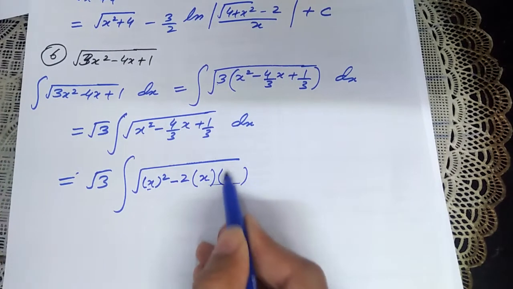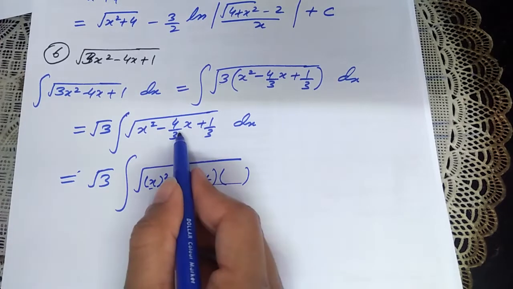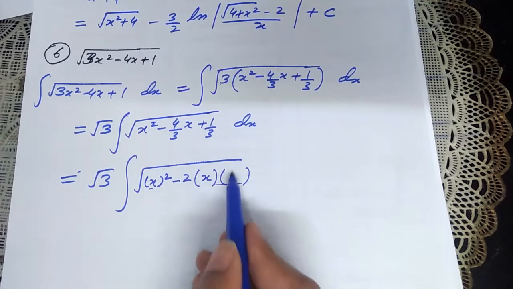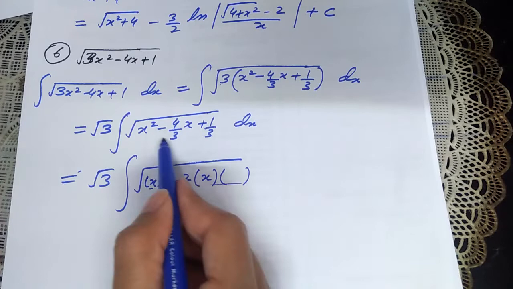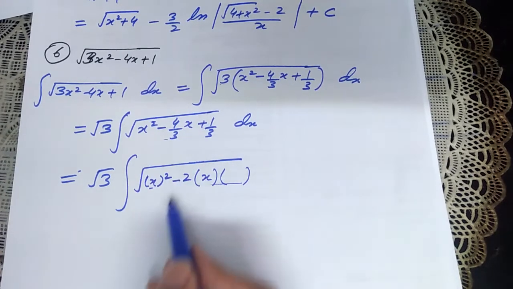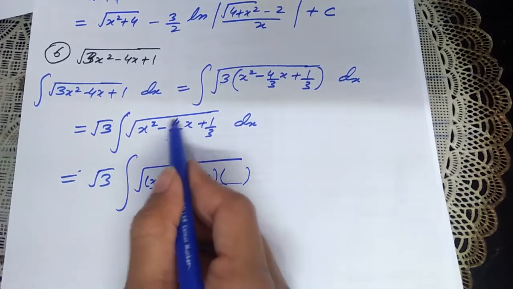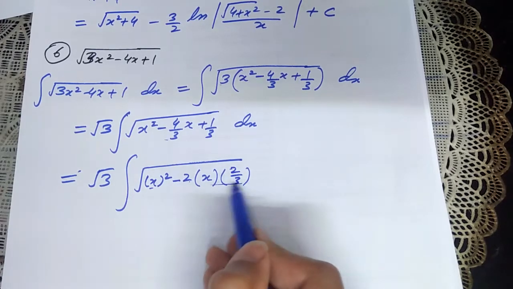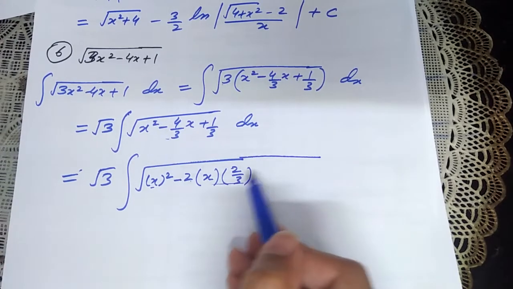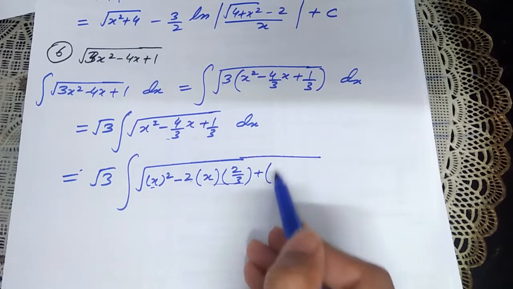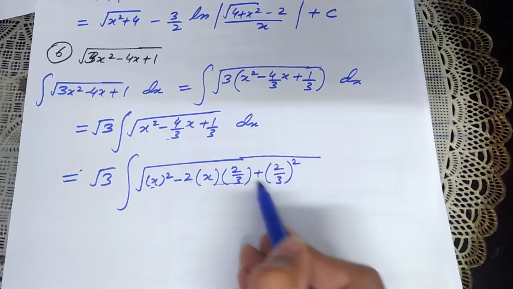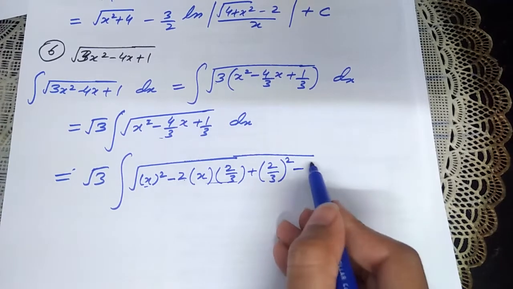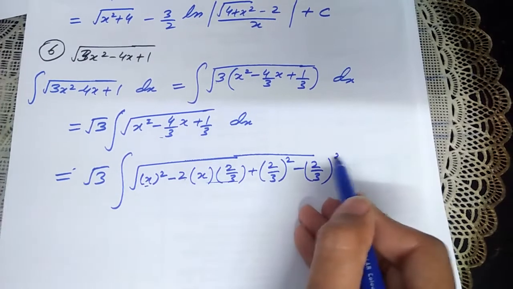Now I need to think about this second term. I need to write some number here so that I can get back this negative 4 over 3x. 2 is written already, so what is left here? 2 over 3 is left here. Now I need its square here as well, plus 2 over 3 whole square. If I am writing plus 2 over 3 whole square, then I need to write negative 2 over 3 whole square as well.